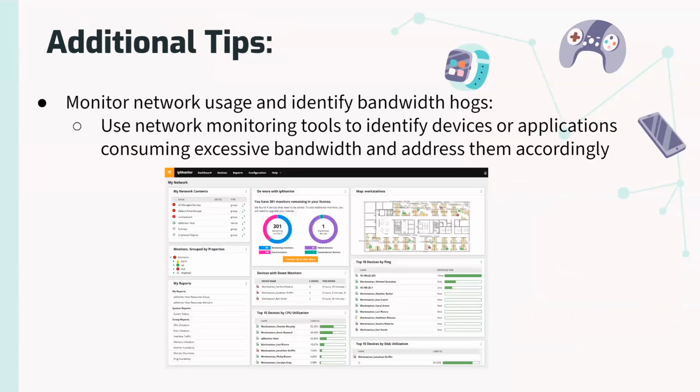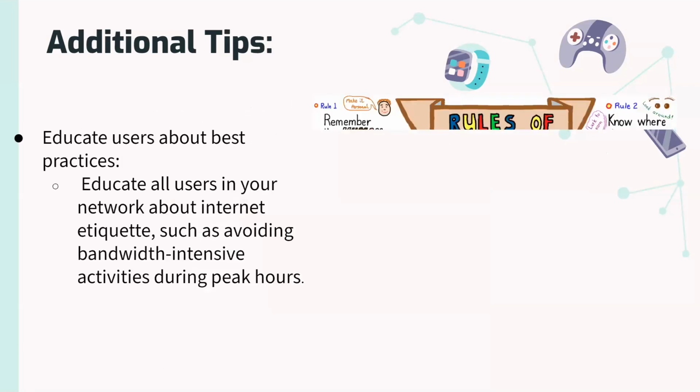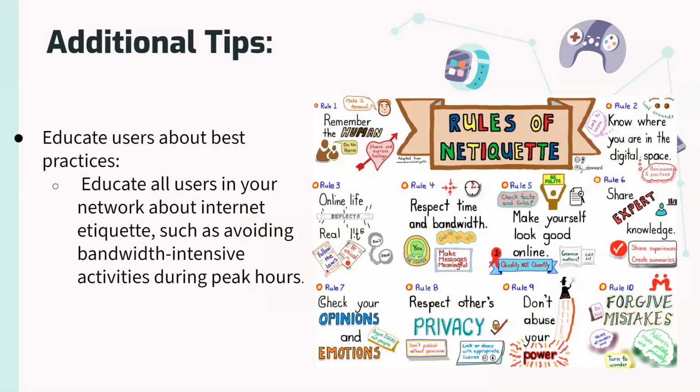You can monitor network usage and identify bandwidth hogs. So use network monitoring tools to identify devices or applications consuming excessive bandwidth and address them accordingly. You can educate users about best practices. So you can educate all users in your network about internet etiquette, such as avoiding bandwidth-intensive activities during peak hours.